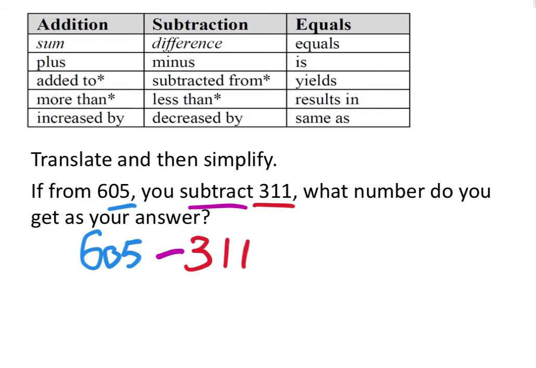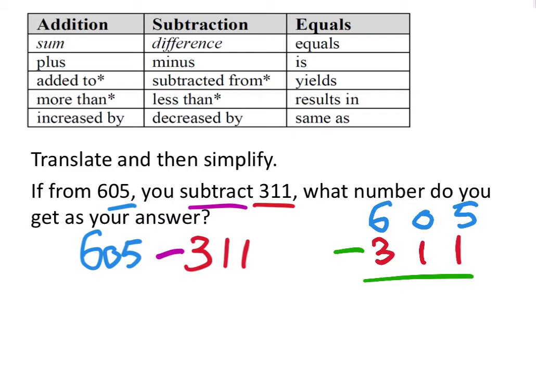Okay, so again, as a more mathematical direct translation, I would say this is 605 minus 311. But yeah, we did take it from the wording that was given to us right there. So what number do you get as your answer? Well, this is just a straight subtraction problem right here. So I'm going to take 605, and I will subtract 311.